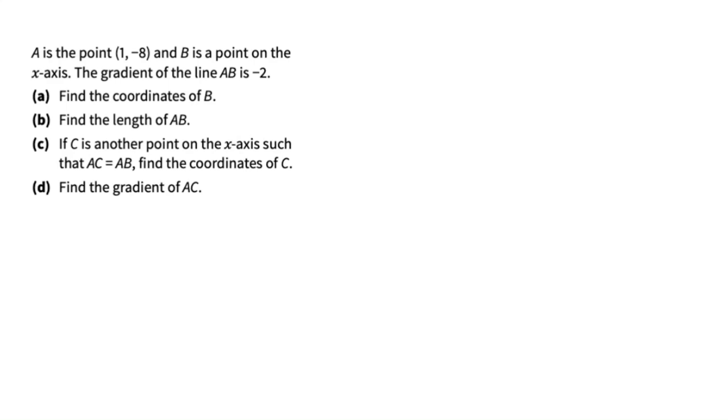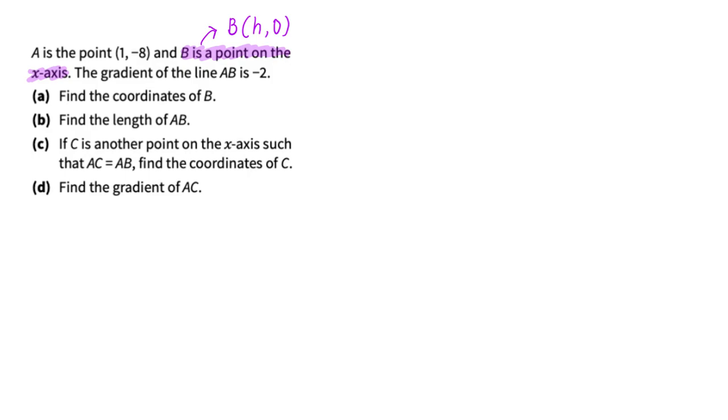Hello everyone, welcome to this video where we are given point A, 1, negative 8, and this is a really important piece of information. Point B is on the x-axis. This tells me that the x-coordinate of B we are not too sure, but we do know that any point on the x-axis has a y-coordinate of 0. Okay? So the very first thing is, we are going to let h be the x-coordinate of B.